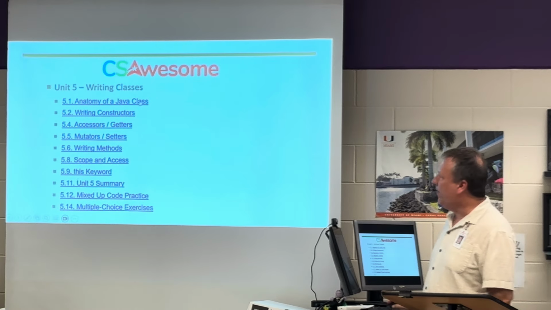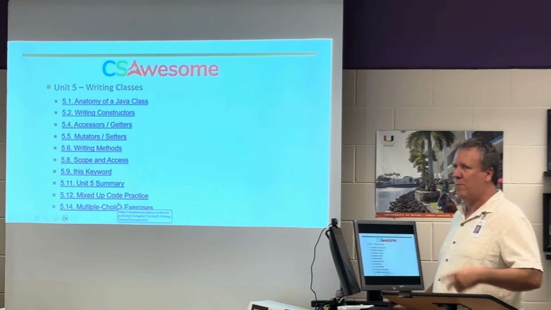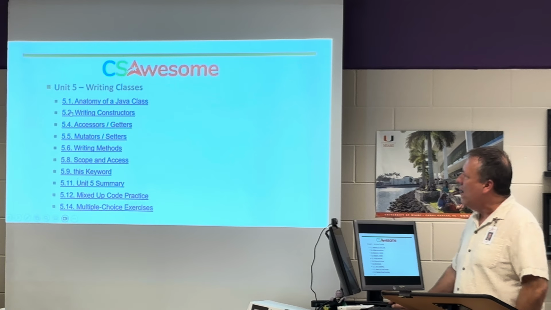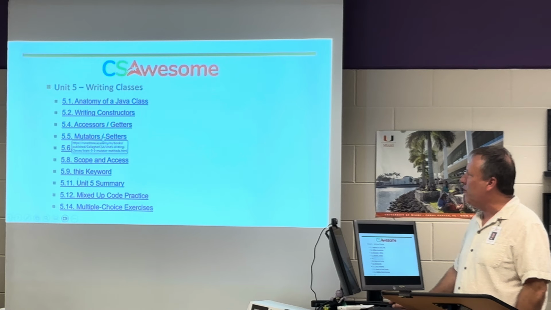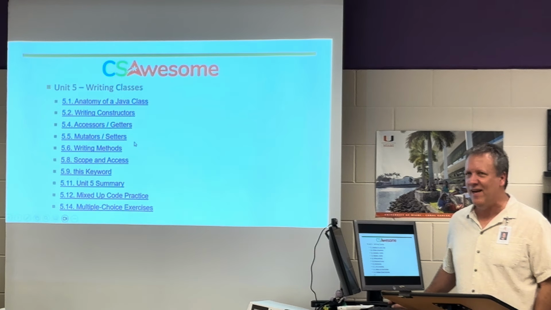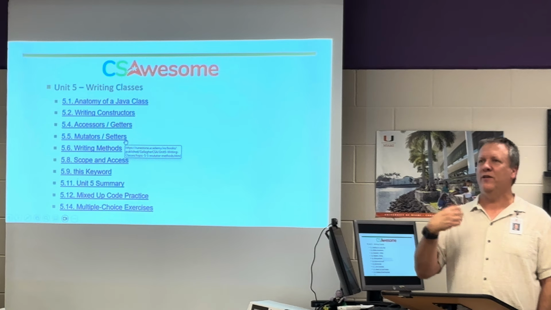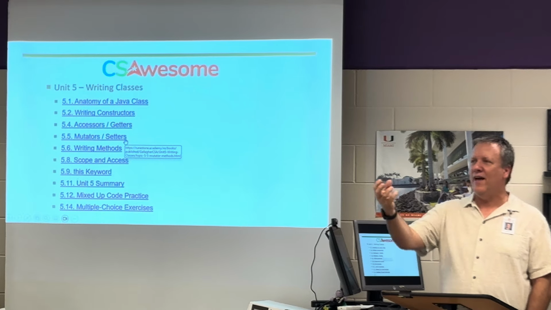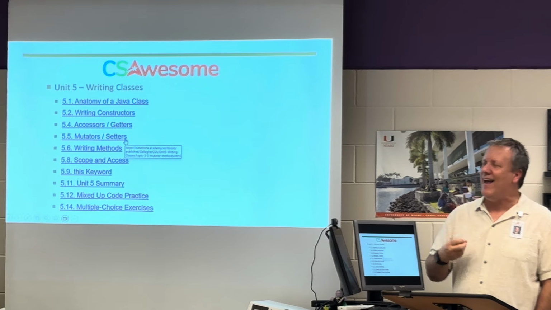CS Awesome. These are some sections in CS Awesome. I put it up there at the beginning, but these are some good ones to talk about constructors, accessors, and mutators. They also call them setters and getters. Setters would be like a deposit or withdraw, which sets a variable, and getters is like get balance, which gets me the method.